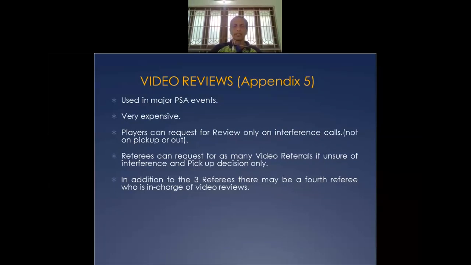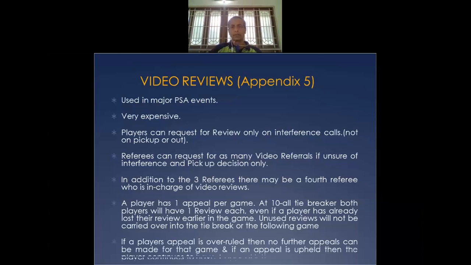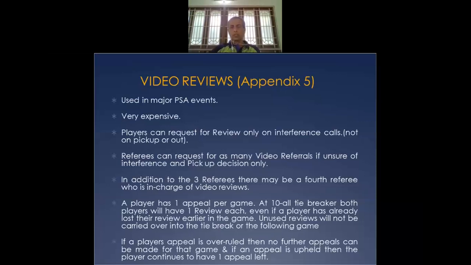In 3 referee, you have a video referee also. But the 3 referee, as I said, it's not happening these days. A player has 1 appeal per game at 10 all tiebreaker. Both players will have 1 review each. Even if a player has already lost their review earlier in the game, unused reviews will not be carried over. If a player's appeal is overruled, then no further appeals. If he wins the appeal, then if it is upheld, the player continues to have his appeal left.